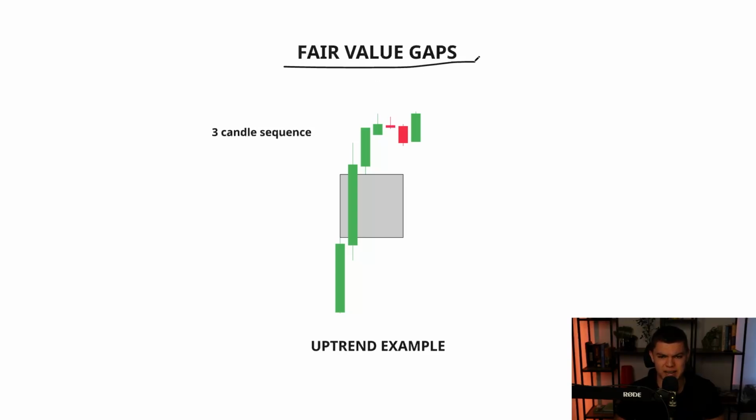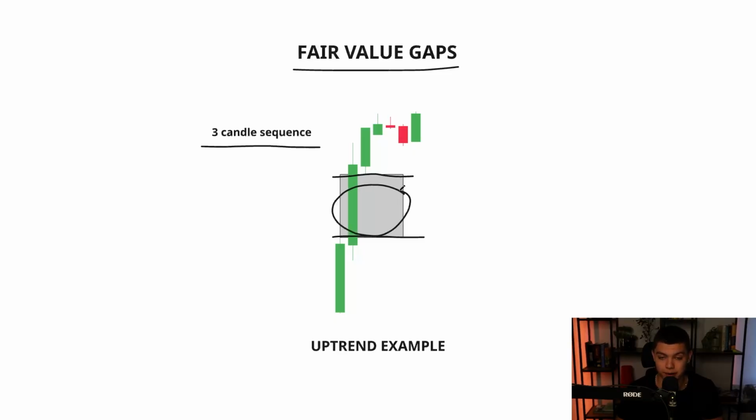Fair value gaps are amazing when you want to follow the trend. Fair value gaps are a 3 candle sequence in the trend. What happens in this sequence is that the fair value gap starts at the top of the first candle's wick and ends below the third candle's wick. Okay, so this empty box right here is our fair value gap.